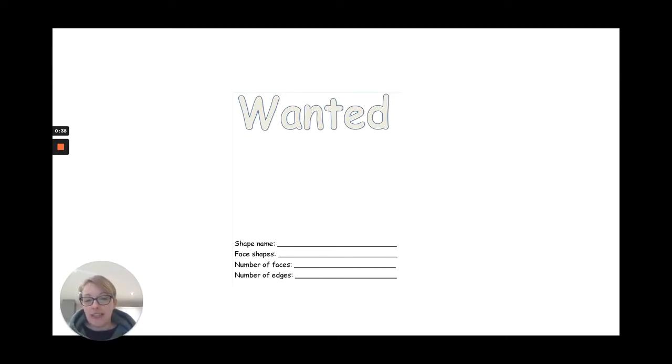So you need to include the name of the shape, how many faces and what shape are those faces. So you need to look really carefully at your shape, and how many edges your shape has. So I've chosen a cylinder. You can see there I've got a picture, so you can have a go at drawing a picture of your shape. I've written the name of it. I've looked at the shape of its faces, and I could see that on the top and the bottom of that shape, it had two circular flat faces, and around the middle it had one curved face. So in total that would be 3 faces.